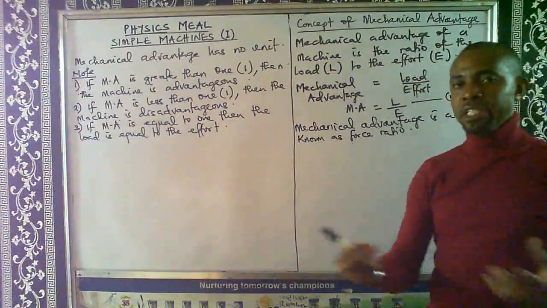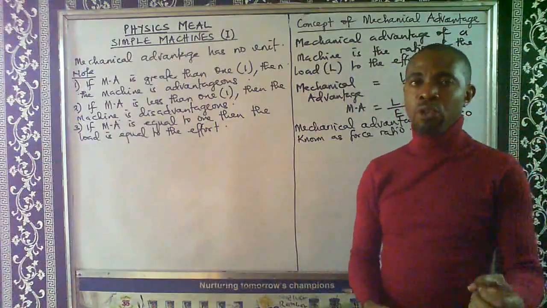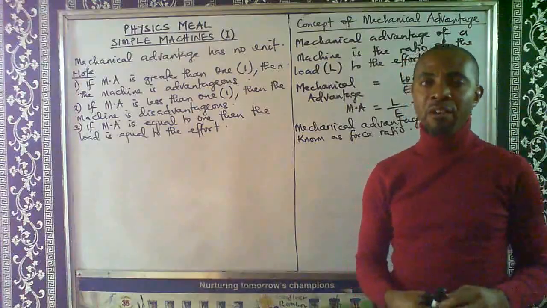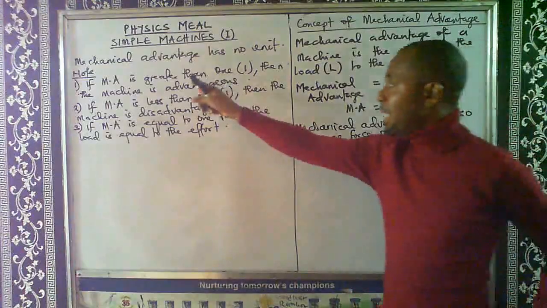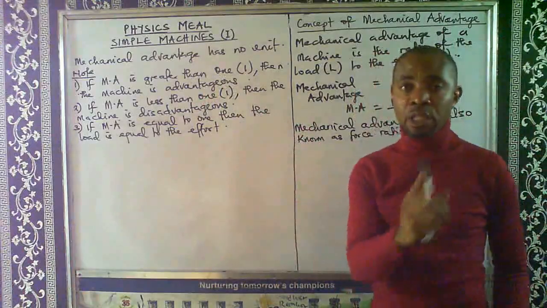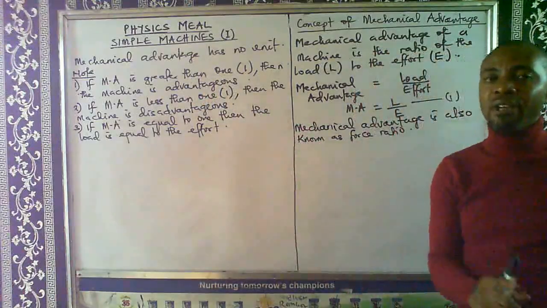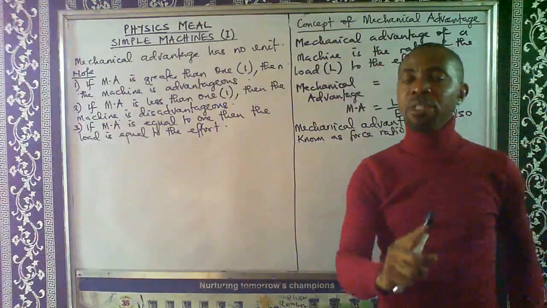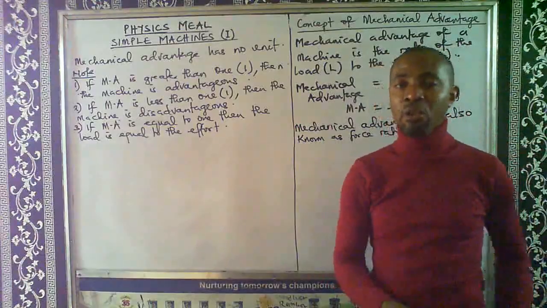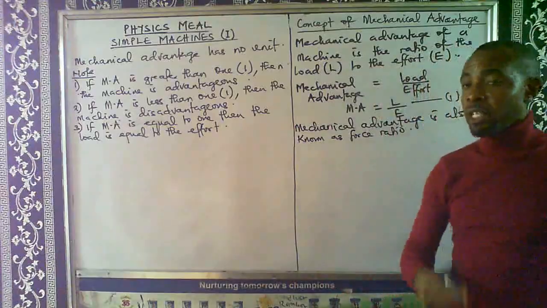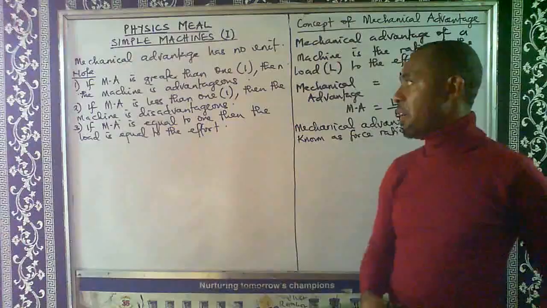So if a machine will be advantageous, the load must be larger than the what? Effort. And once that happens, mechanical advantage will be greater than what? Greater than 1. So when we say that mechanical advantage is greater than 1, what it means is that the effort is less than the load, or the load is what? Greater than the what? Greater than the effort.